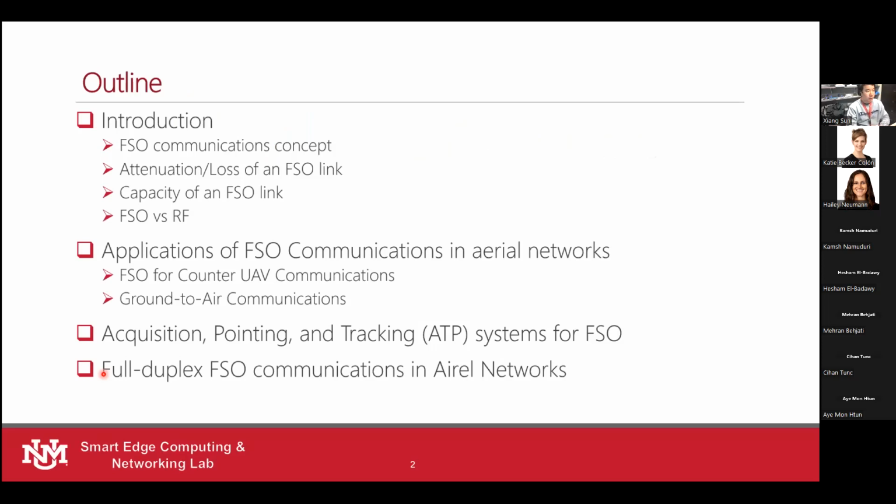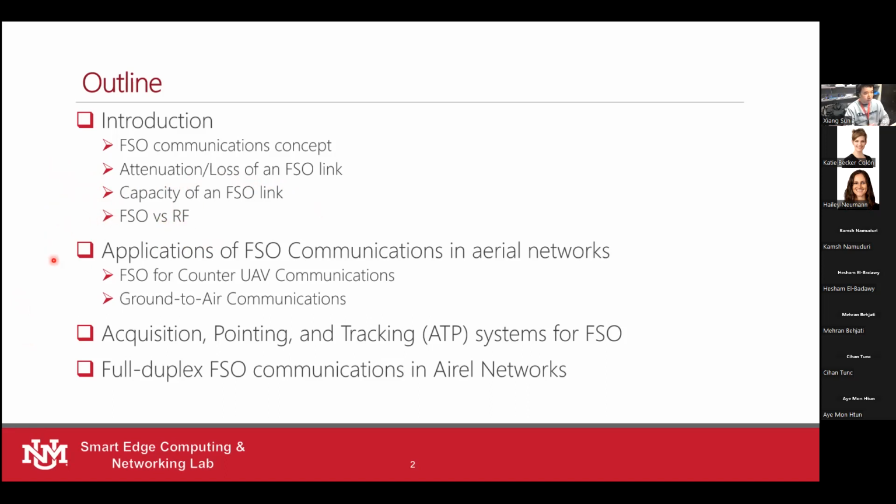This is the outline in general. The webinar comprises four major parts. First is the introduction. We are going to talk about the concept of FSO communications and some of the attenuations that happen in the FSO link. Based on that, we can calculate the capacity of our FSO link. Then we're going to compare the performance between FSO and traditional radio frequency communications, such as microwave and millimeter wave.